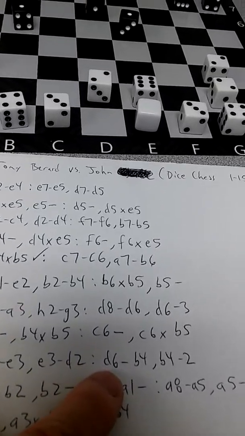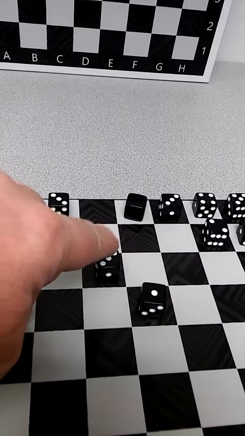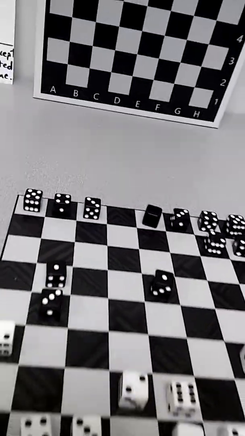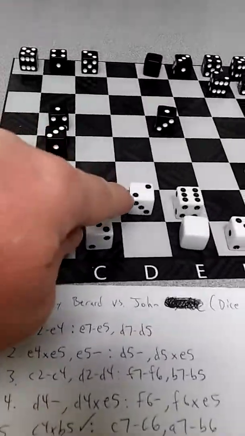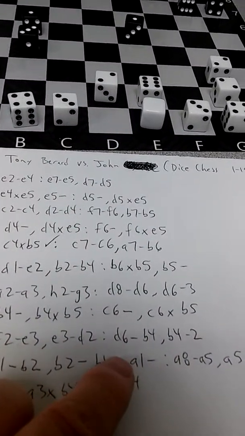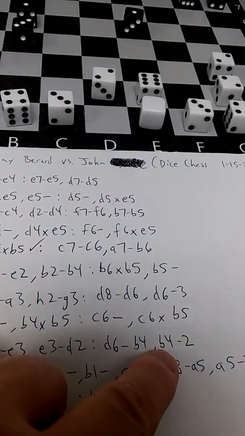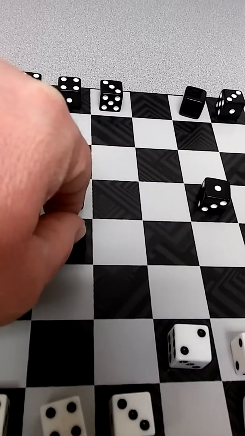So then he played D6, B4. D6 to B4. So he's pinning this 2. Of course, the 2 could capture back. And then he played B4, 2 decrements. So he decremented it down to a 1.